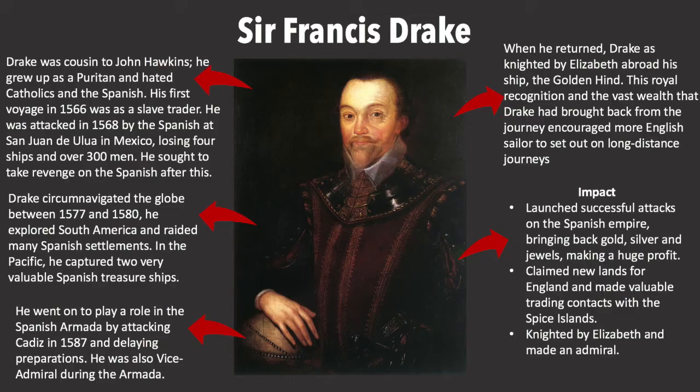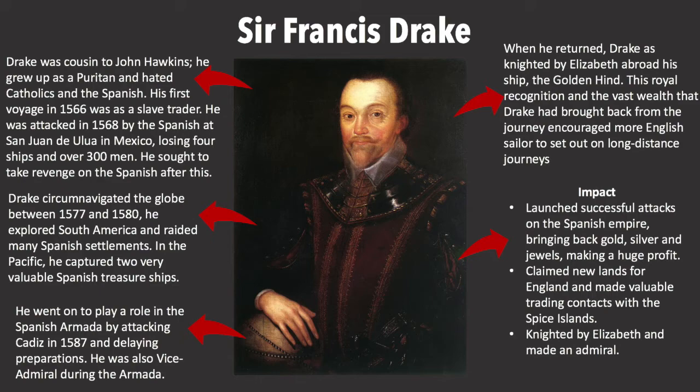Drake circumnavigated the globe between 1577 and 1580. He explored South America and raided many Spanish settlements. In the Pacific, he captured 2 very valuable Spanish treasure ships. He went on to play a role in the Spanish Armada by attacking Cadiz in 1587 and delaying preparations. He was also vice admiral during the Armada.